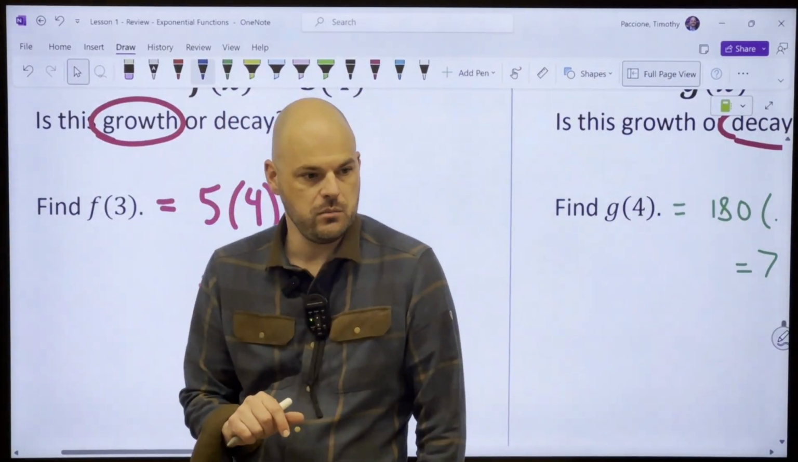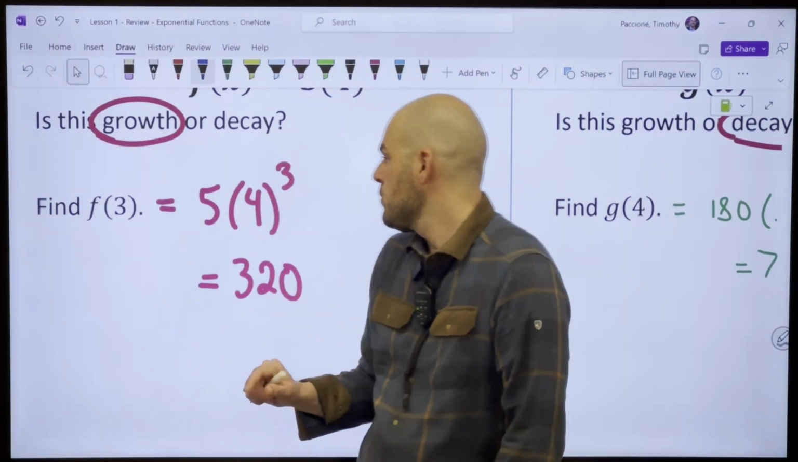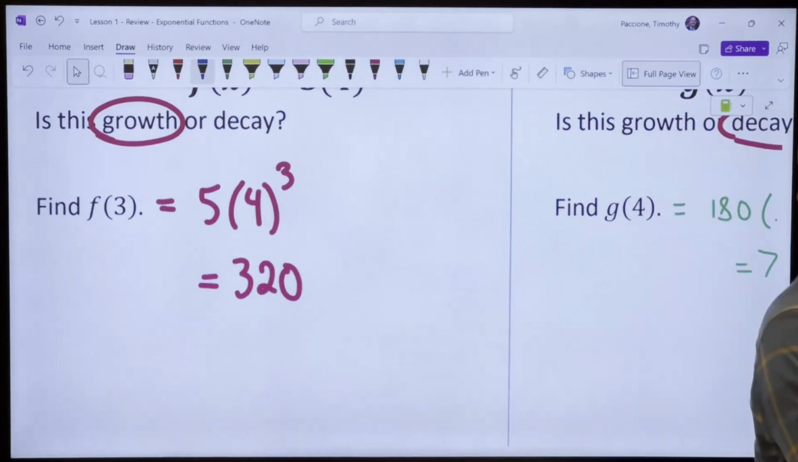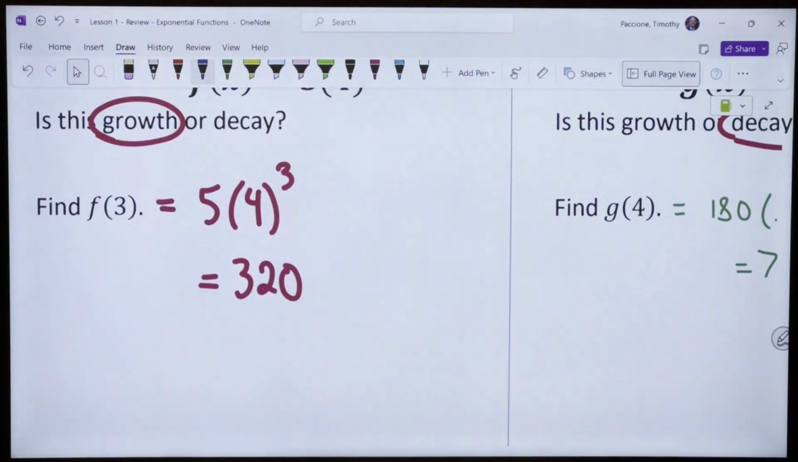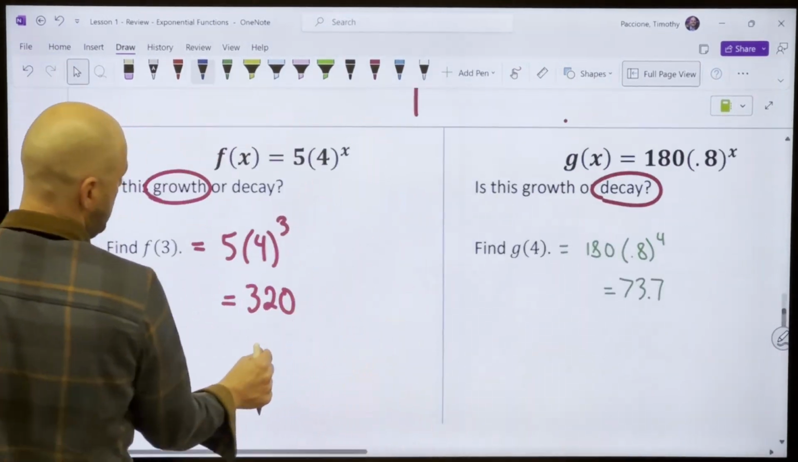Is 320 not right? Did anybody check my work? Yeah, it's 64. 4 to the third times 5. I misread it. That's okay. All right. Last piece. Ready?